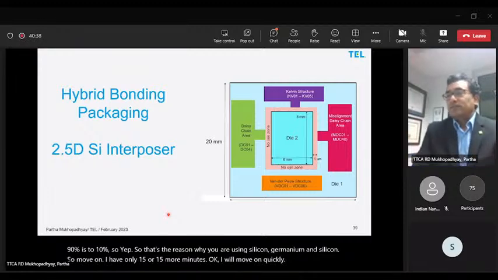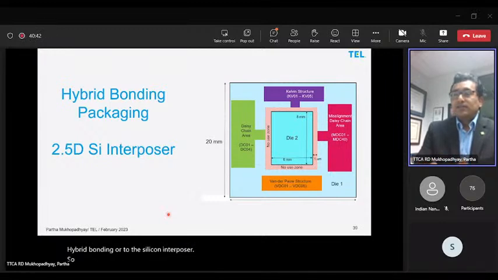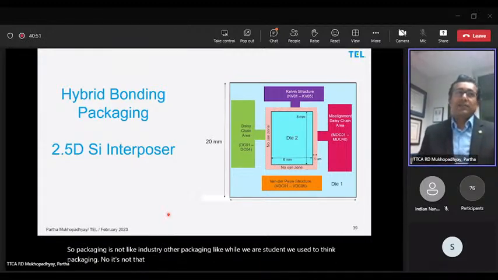Hybrid bonding or 2D silicon interposer. So packaging is not like other packaging. Like while we were students, we used to think of packaging as something else. No, it's not that. It's hybrid packaging. It's a way more advanced thing.